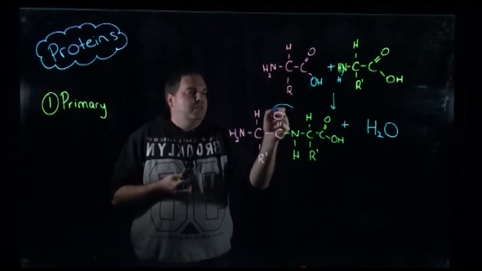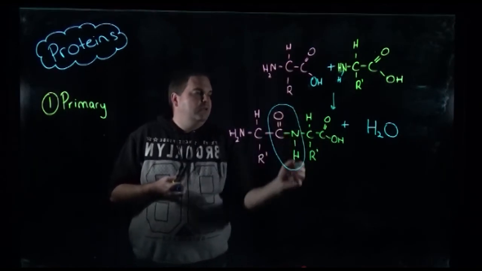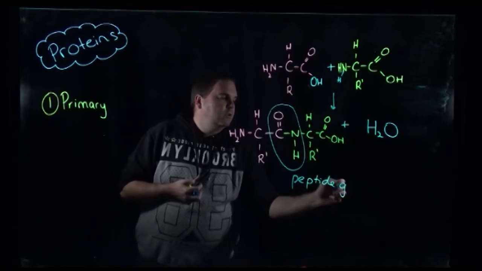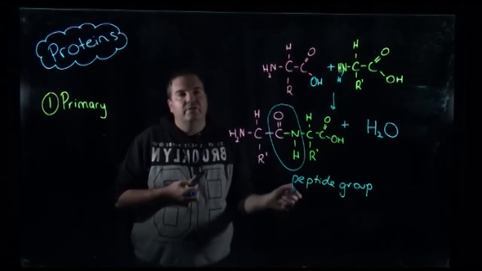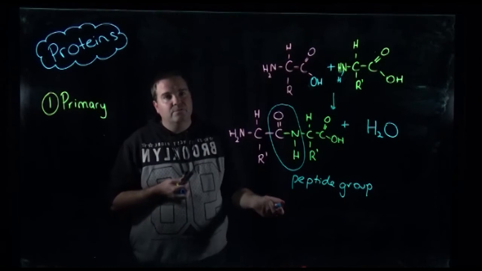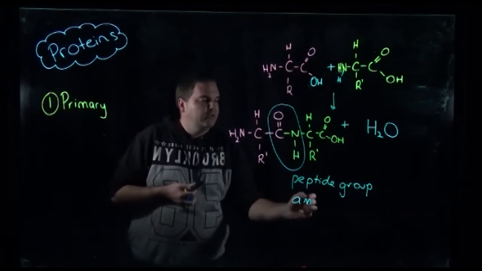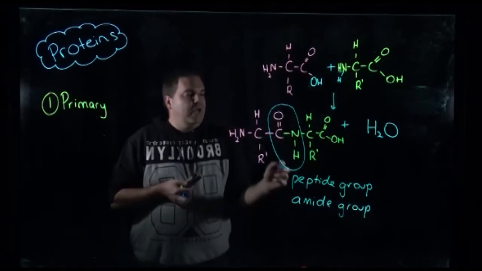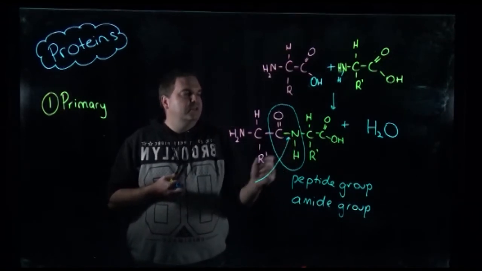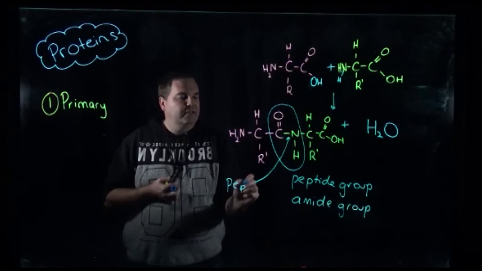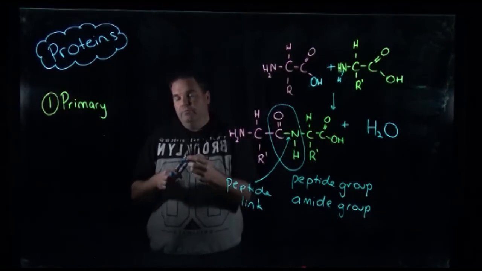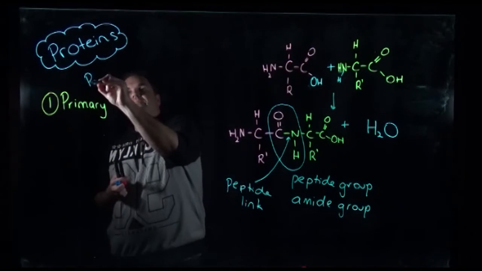So this group here is called a peptide group. Okay, that's the term when we're talking about biochemistry. If we're looking at it from a chemistry point of view, we also call it an amide group. Okay, and then this bond within here is called a peptide link. So sometimes you'll hear proteins referred to as polypeptides.